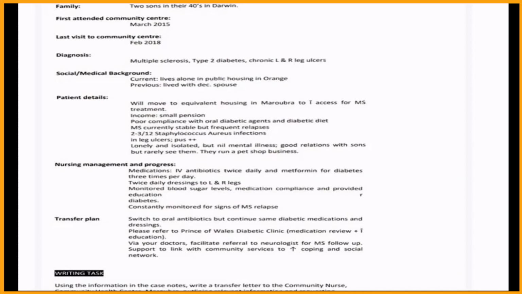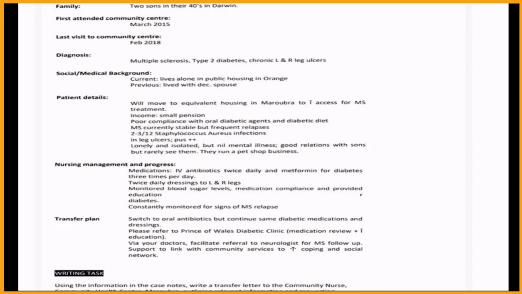Okay, so the transfer plan. Now he is on antibiotics currently, which needs to be changed to oral antibiotics. But the same diabetic medication should be continued along with the dressing. And please refer to Prince of Wales Diabetic Clinic. When you get such a name of a clinic or a hospital, you should not change it. You have to just copy and paste the same thing. Why? For medication review plus giving education, diabetic education.